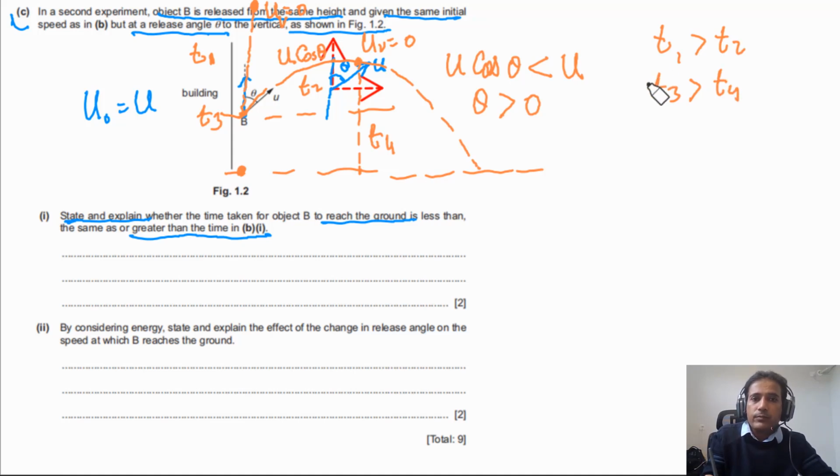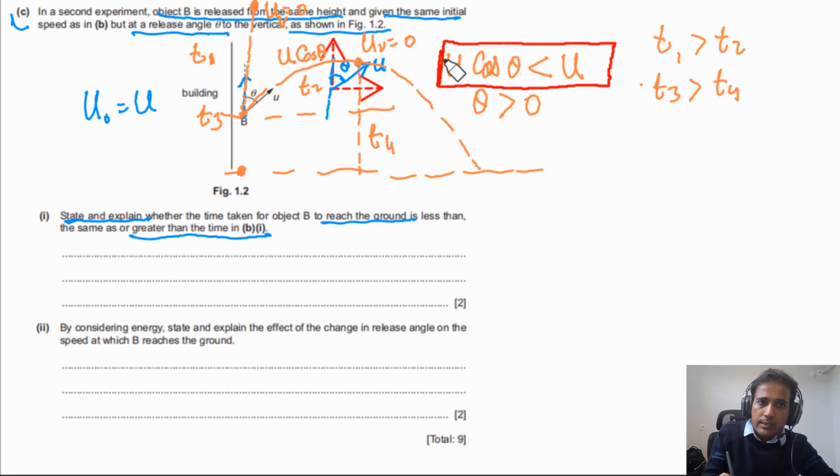So what does it mean? It means it will take less time than before when it was thrown vertically upwards, because its vertical height has decreased. Why has the vertical height decreased? Because the vertical component of velocity, this is the important point, has been decreased. So less time, because the vertical component of velocity has been decreased.